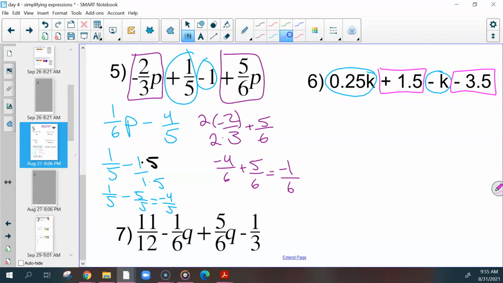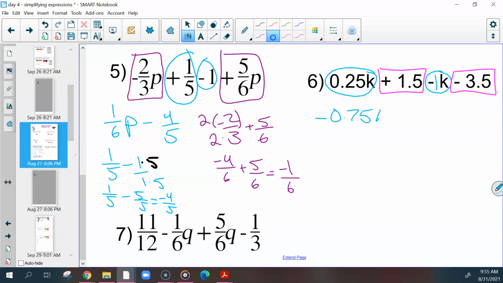This problem is the same even though they're decimals. We are still just combining like terms. Your calculator, or if you could do that mental math, it would be the same thing. So if I'm combining my k's, remember that this is negative 1k. So I'm taking 0.25 and I'm subtracting 1. Or you could switch that around and say negative 1 plus 0.25k. Those would be the same thing. Those of you with calculators, tell me what that would be.